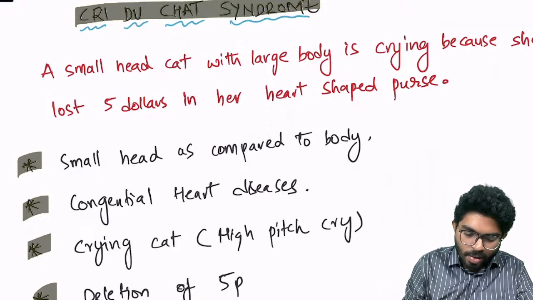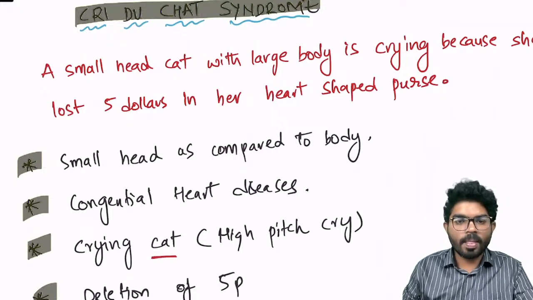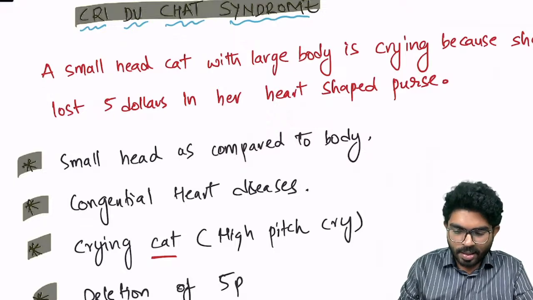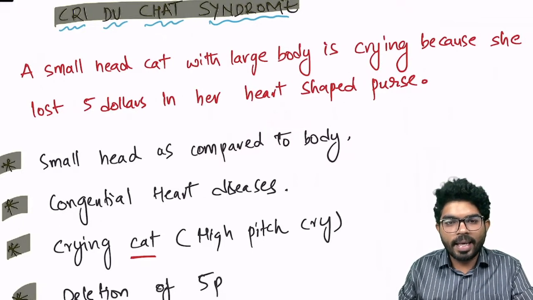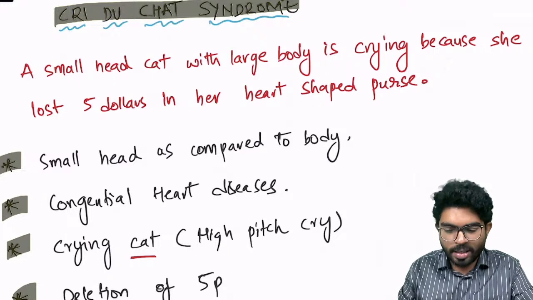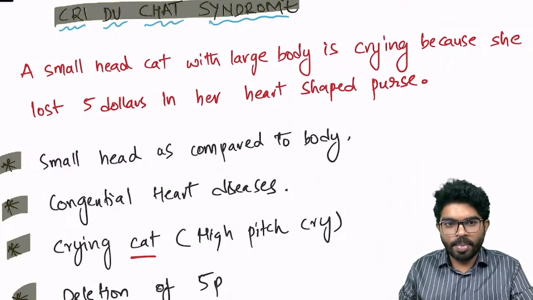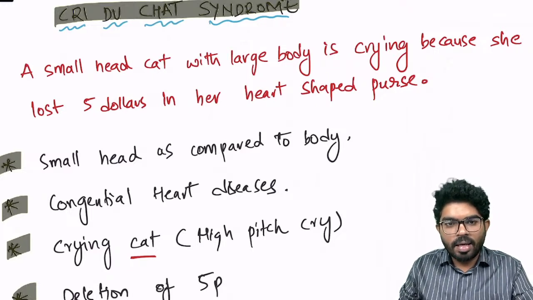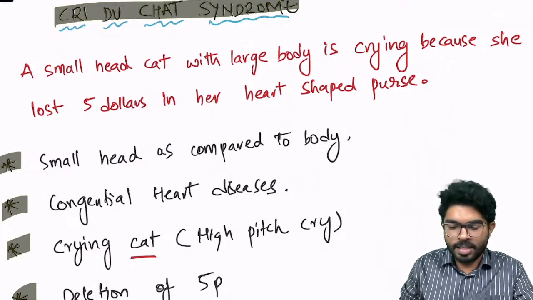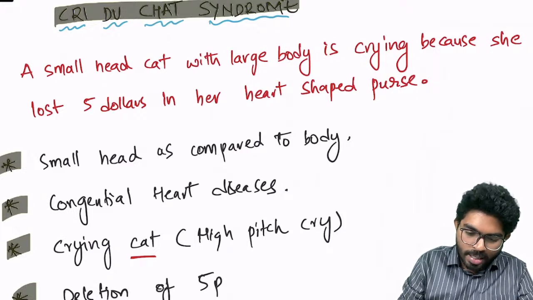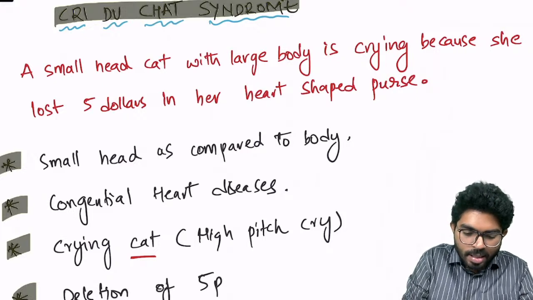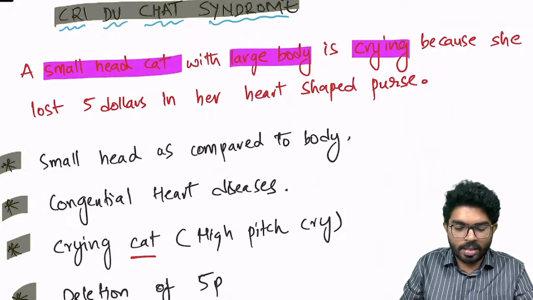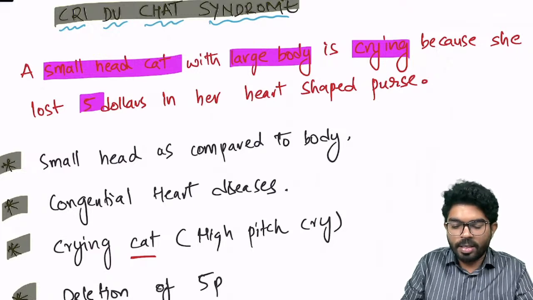It's better you simply call it the cat syndrome. The code I have given is: a small-headed cat with a larger body is crying because the cat has lost $5 in her heart-shaped purse. The important things are the small-headed cat with a large body, crying, 5, and heart-shaped.